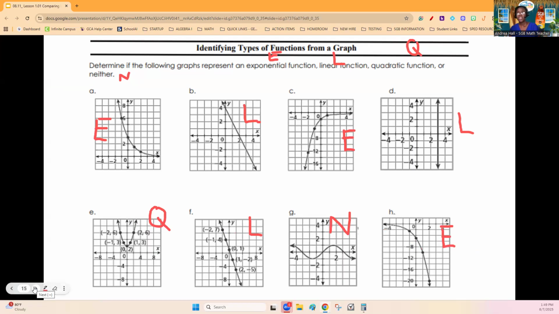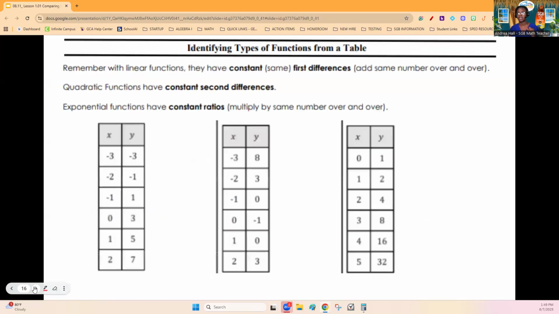All right. Hopefully you're getting the hang of comparing linear, exponential, and quadratic functions. How do we do it from a table? Remember, linear functions have a constant first difference. What I did not tell you that you will explore later, quadratic functions have a constant second difference, and exponential functions have constant ratios. But what I want you to do is identify which one of these tables is linear. All right. Pause the video, give it a try.